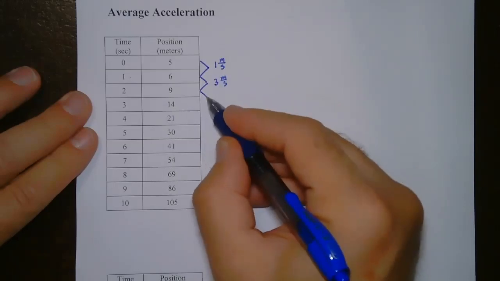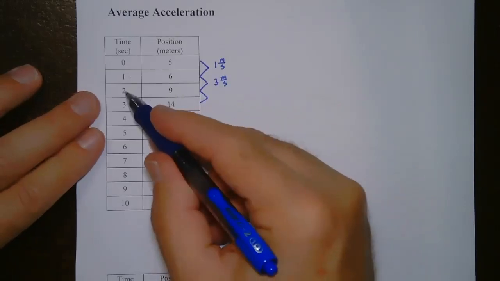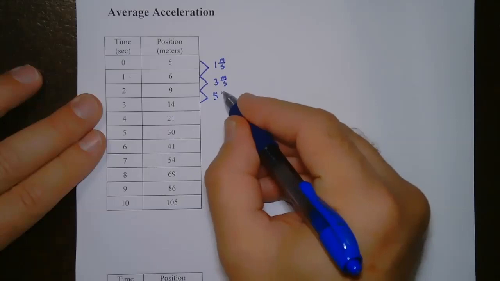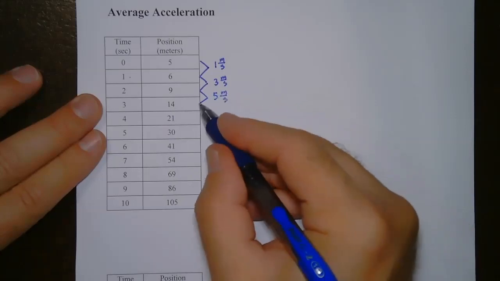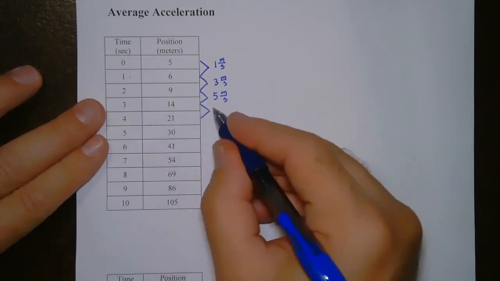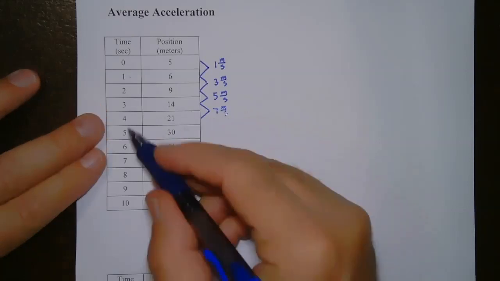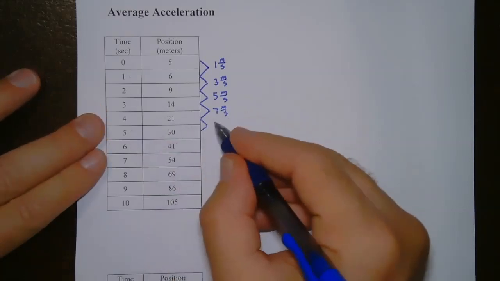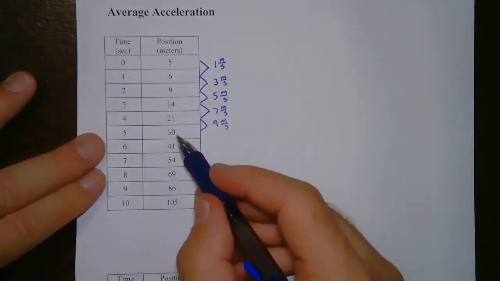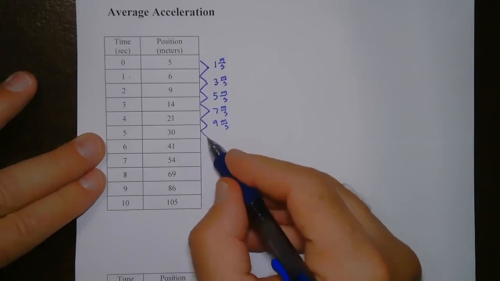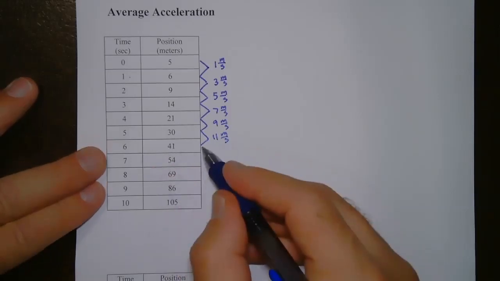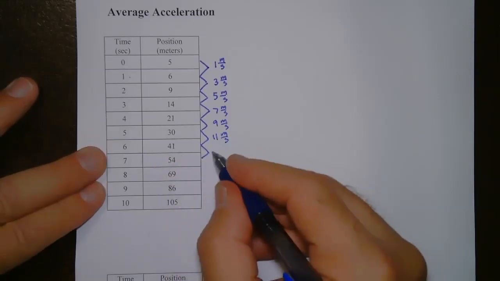And then from 2 to 3 seconds, we went from 9 to 14. So that's an increase of 5 meters per second. And then between 3 and 4, we went up 7 meters per second. And from 4 to 5, we went up 9 meters per second. You might be seeing a pattern here. And then from 5 to 6 seconds, we went from 30 to 41. That's an increase of 11 meters per second. And from 6 to 7, that was an increase of 13 meters per second.